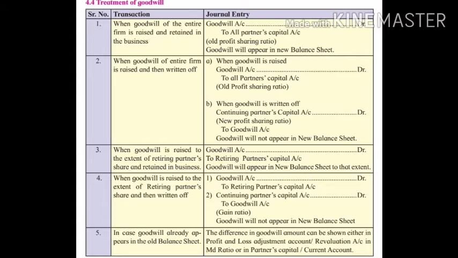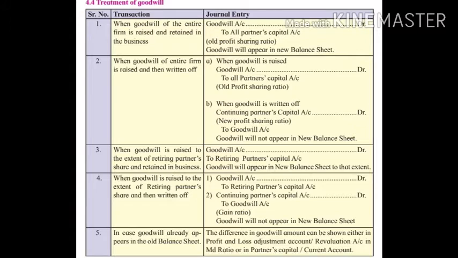Second case, when goodwill of the firm is raised and written off. In that case we have 2 entries. Number 1, goodwill account debit to all partners' capital account. That means we have to distribute the goodwill amount amongst all the partners in the old ratio. And the second entry, for written off of goodwill: continuing partners' capital account debit to goodwill account. The continuing partners are the existing partners who continue the business, and they will bear the goodwill share. So they will distribute the goodwill amount in the new profit sharing ratio. For this we require a new profit sharing ratio. So second case, when goodwill is raised and written off, we have 2 entries: goodwill account debit to all partners' capital account, and continuing partners' capital account debit to goodwill account.